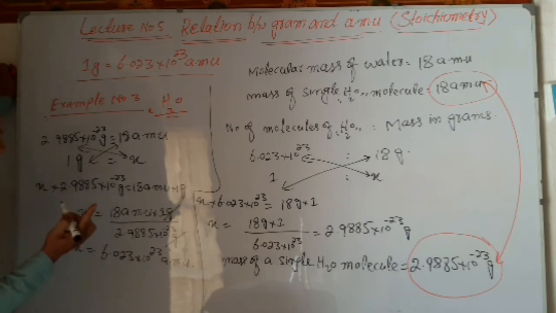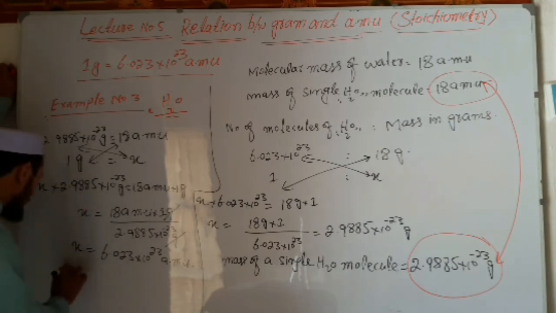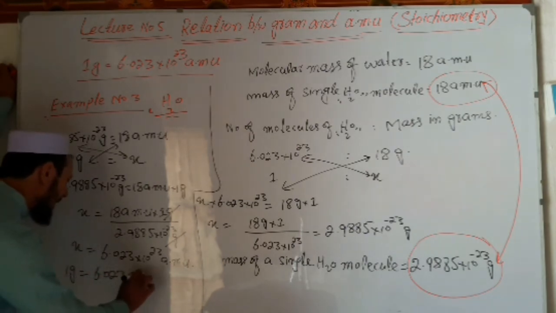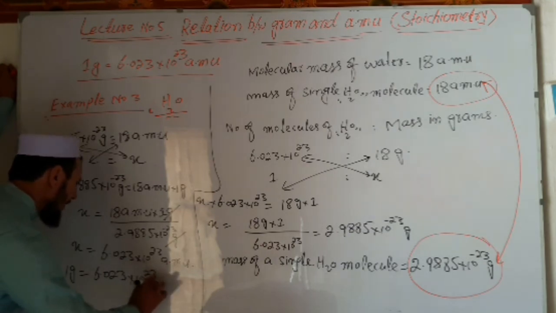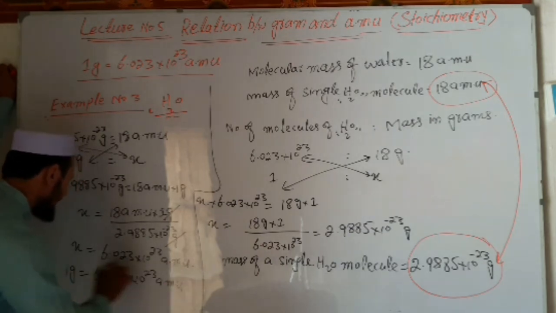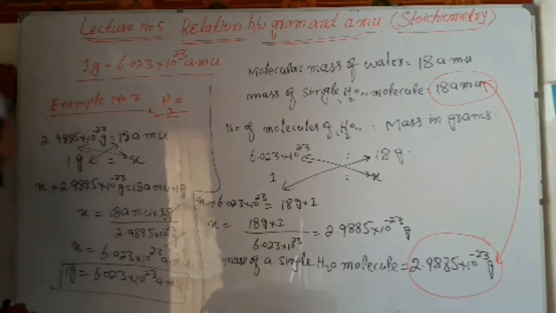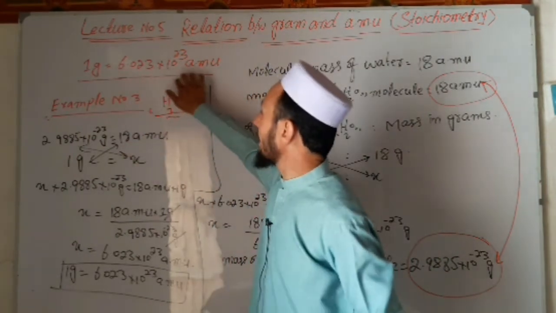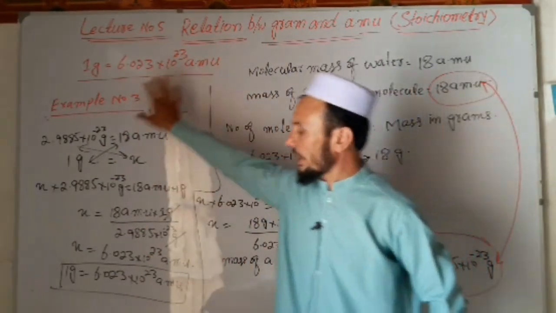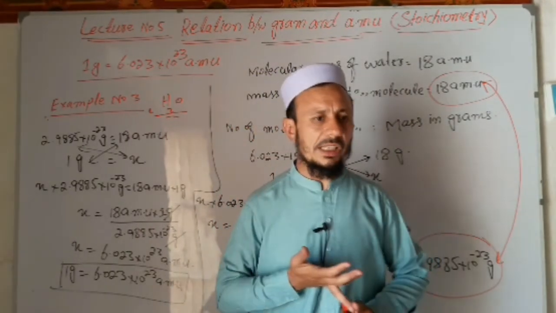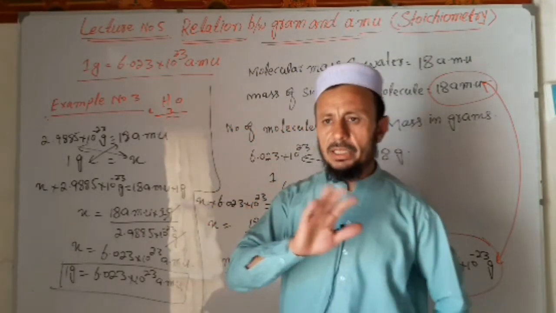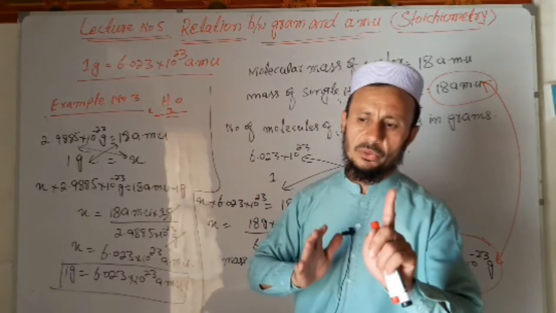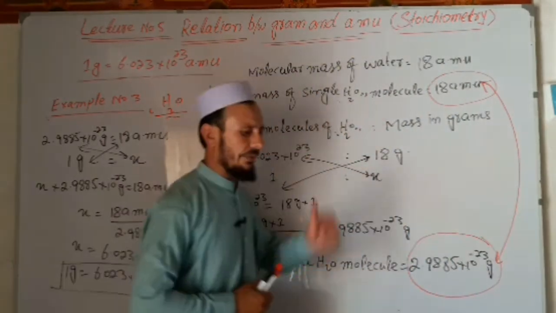X is the number of a.m.u's in 1 gram. So again 1 gram is equal to 6.023 multiplied by 10 raised to the power of 23 a.m.u. So dear students, we have derived this relationship by giving 3 examples. Example number 1, which was related with carbon, example number 2, oxygen atom, example number 3, water molecule. But dear student, this relationship can be derived from any atom and from any molecule.